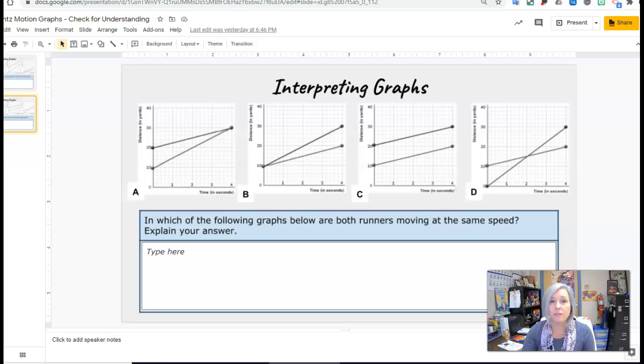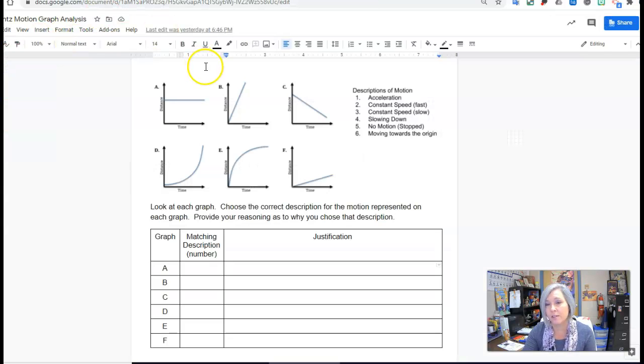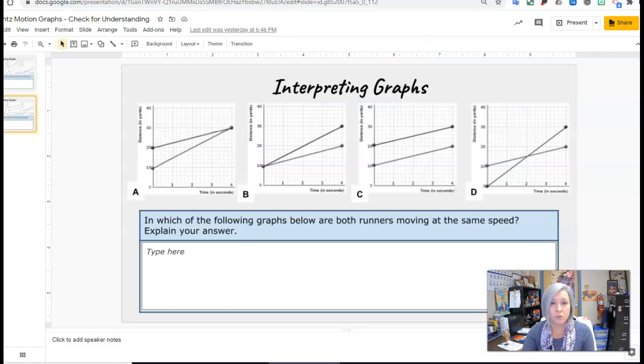So the motion graph check for understanding, I'm going to be putting comments back on, and the motion graph analysis I'll be grading. Next week, we will continue with force and motion. If you need to retest from the chemistry end of unit test, that will be this week during academic coaching.